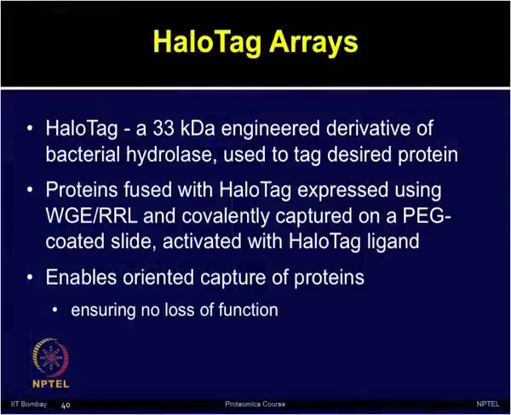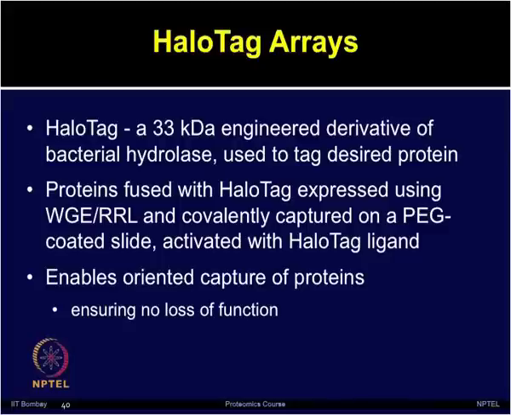HaloTag arrays. The HaloTag is a 33 kilodalton engineered derivative of bacterial hydrolase, which is used to tag the desired protein. The proteins which are fused with the HaloTag are expressed by using wheat germ expression system or rabbit reticulocyte lysate and covalently captured onto PEG containing slides. These are then activated with HaloTag ligands.